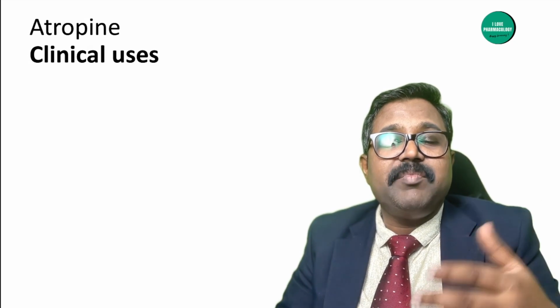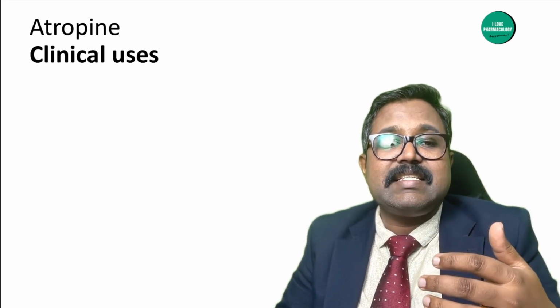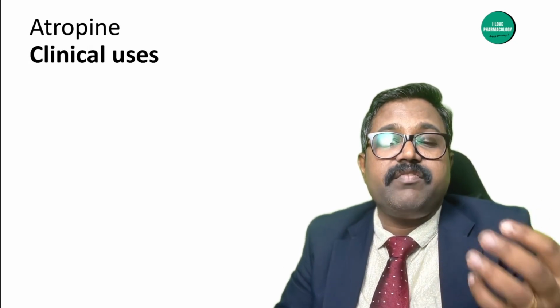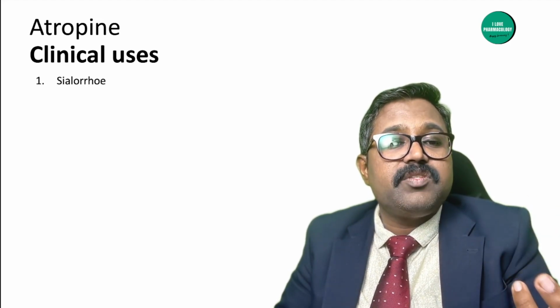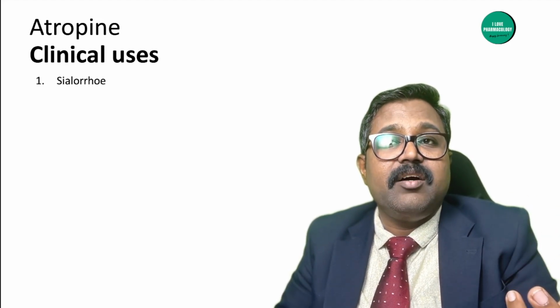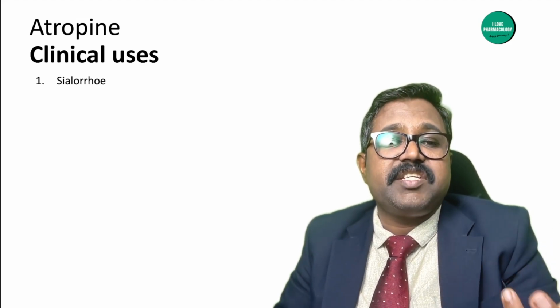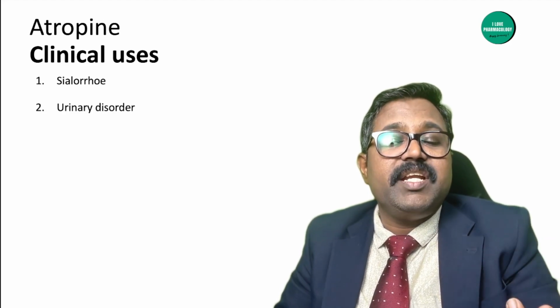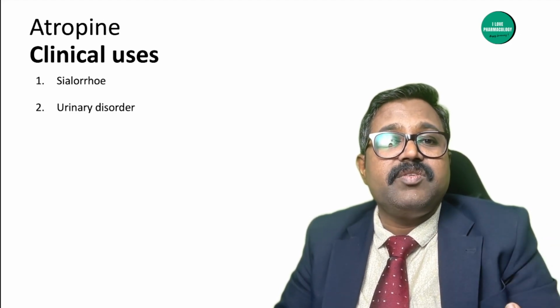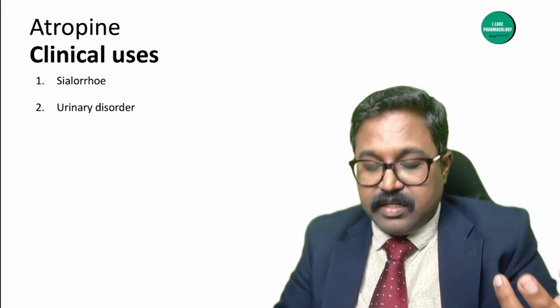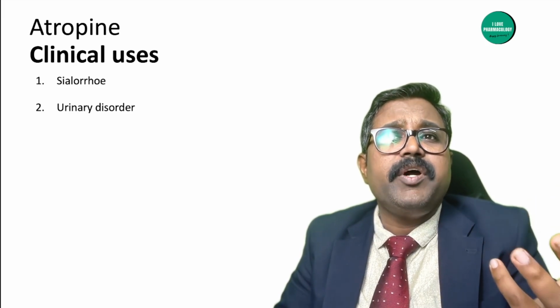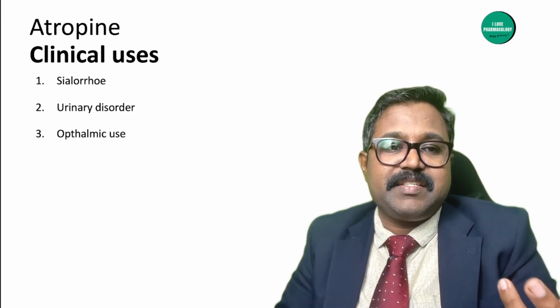So from these pharmacological effects, let us understand the applications of atropine. It can be used in treating sialorrhea, a condition associated with increased salivation. In such cases you can give atropine, as it reduces the secretion. In urinary disorders it can be used, because in urinary incontinence this is a very important drug which will overcome the urgency.